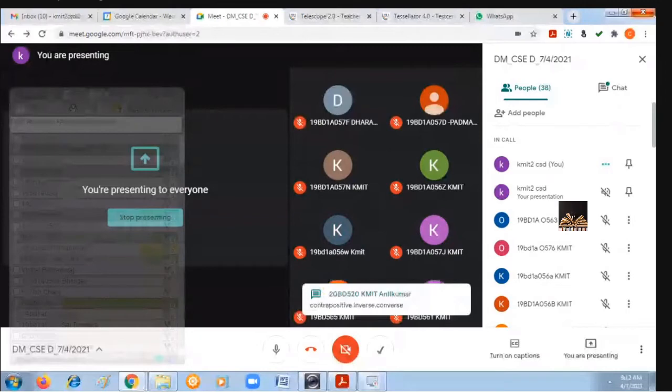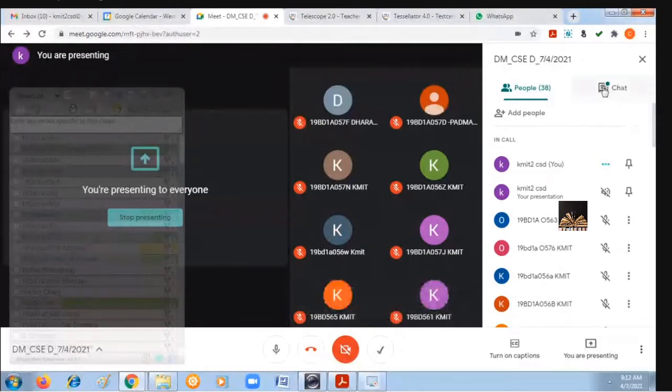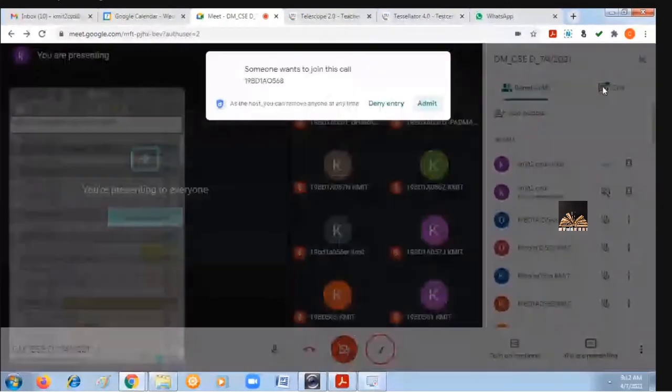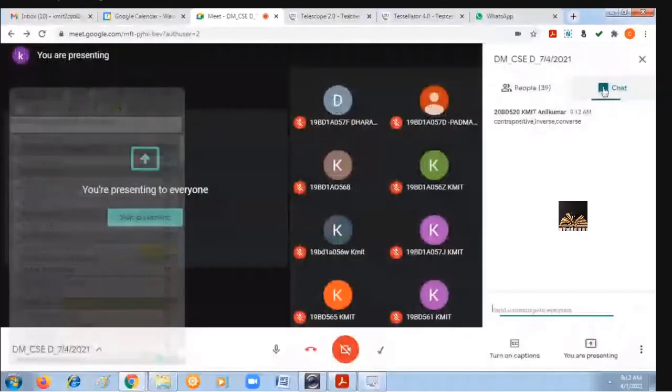Contrapositive, inverse. Did we discuss truth tables? Did we discuss truth tables or not?